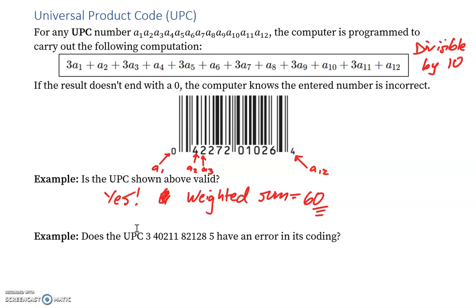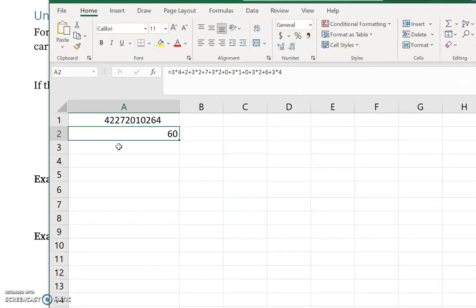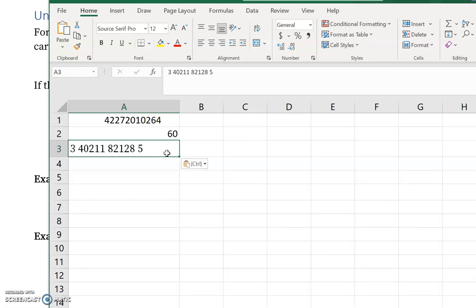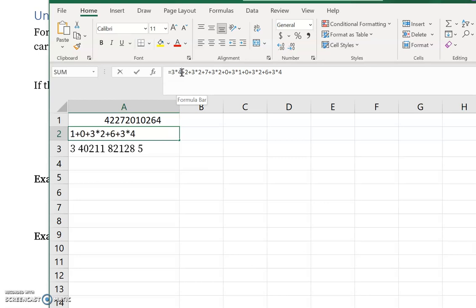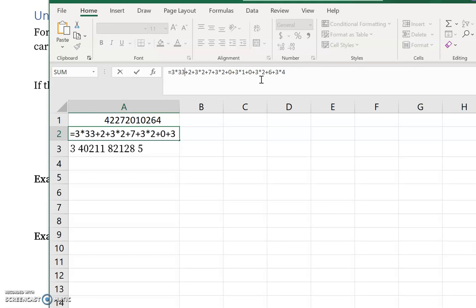So I'm going to copy this, Control C, and let's bring that over to Excel and see what the story is. So there's my number. Because I already went through the process of putting in the 3 times this, I can just go in here and replace these numbers. So my first digit is a 3. Whoops, too many 3s. Sorry, I've got a sticky keyboard there.